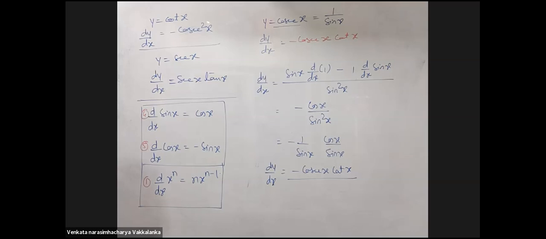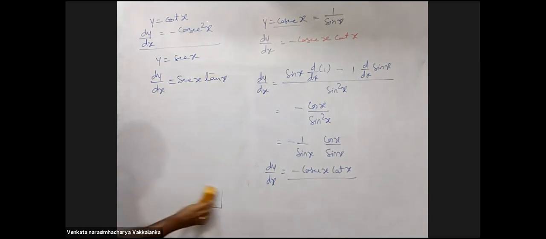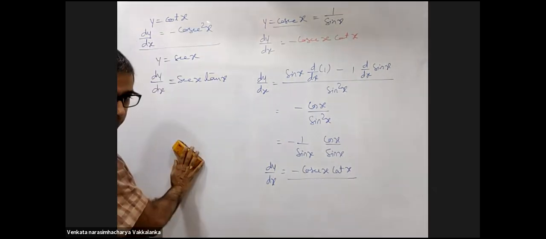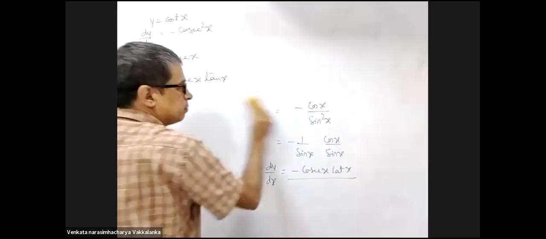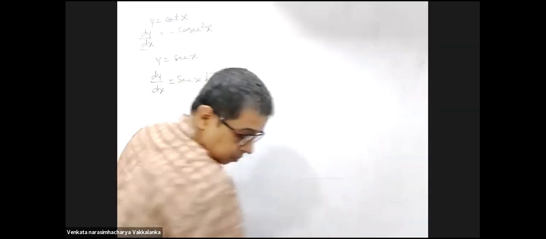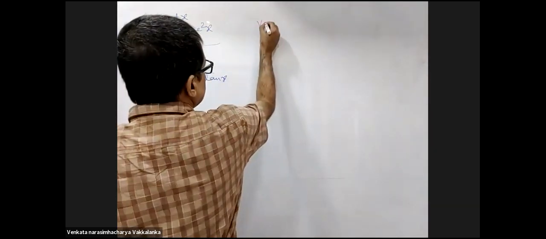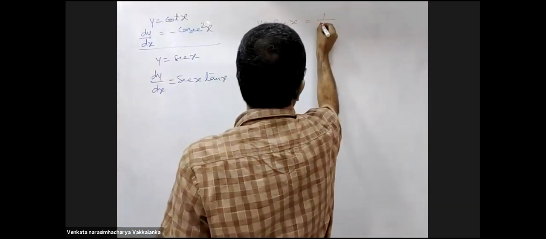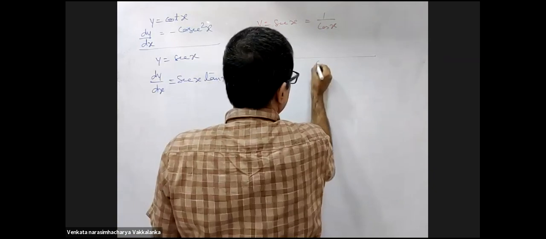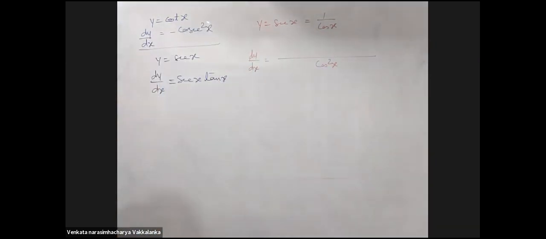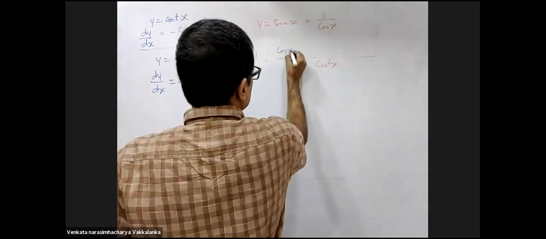Sir, you can just replace sin x by cos x here. Yeah, but they may not be able to catch it up. Sir, done. Now, y is equal to secant x. You will write this as 1 by cos x. Dy by dx: denominator cos square x. Keep cos x as it is.